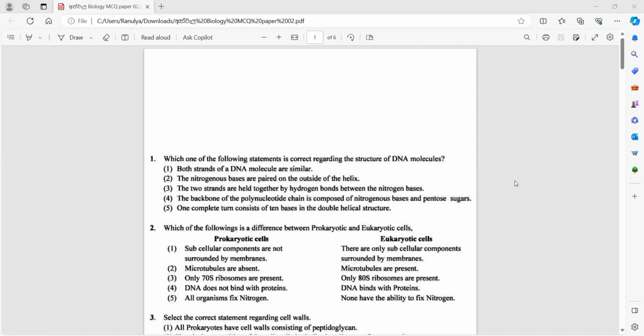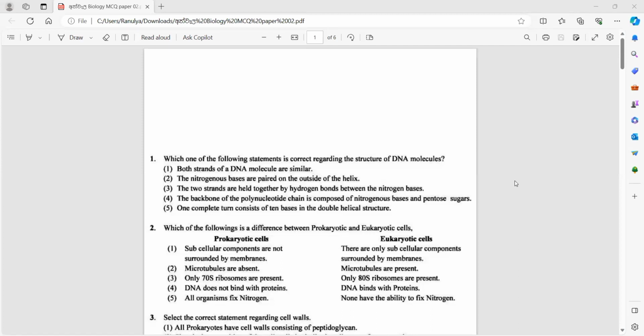MCQ discussion 2. Number 1. Which one of the following statements is correct regarding the structure of DNA molecules? Both strands of DNA molecules are similar. No, they are not similar, right? They are different. Based on the nitrogenous bases, a purine base always pairs with the specific pyrimidine base.